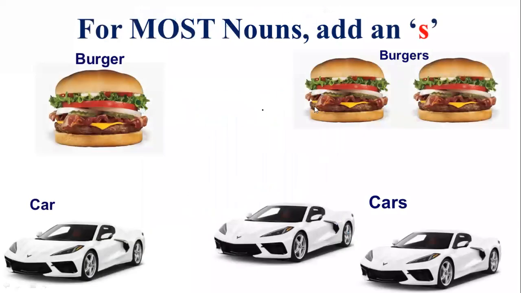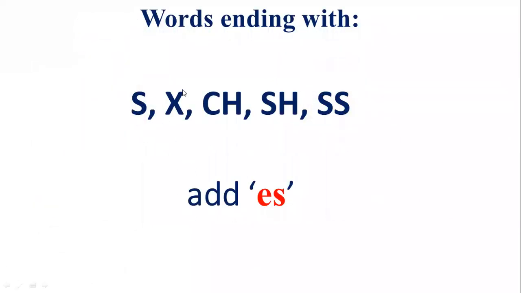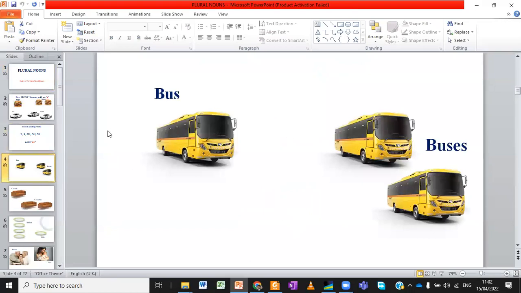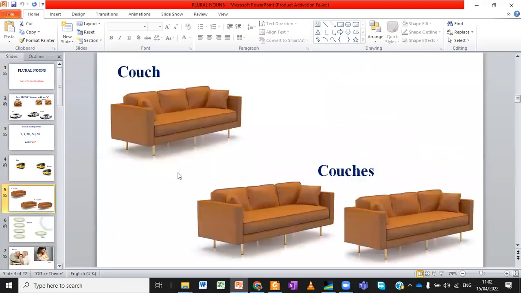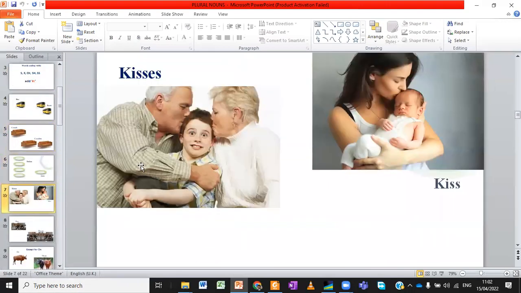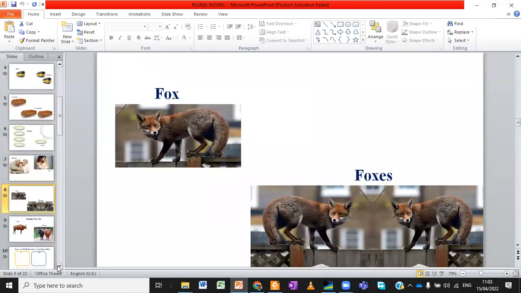Unlike these words, they do not end with any of those letters, S, X, CH, and so on. So for words that end with S, X, CH, SH, and SS, you just add ES. For example, bus, buses, couch, couches, dish, dishes, case, cases, fox, foxes.